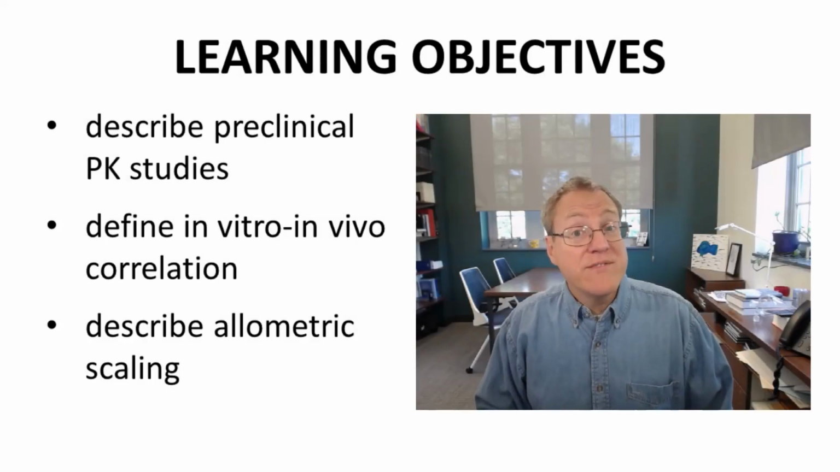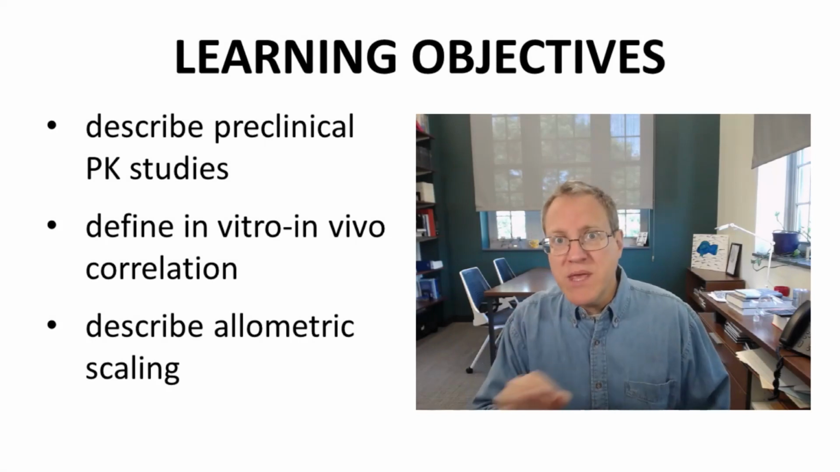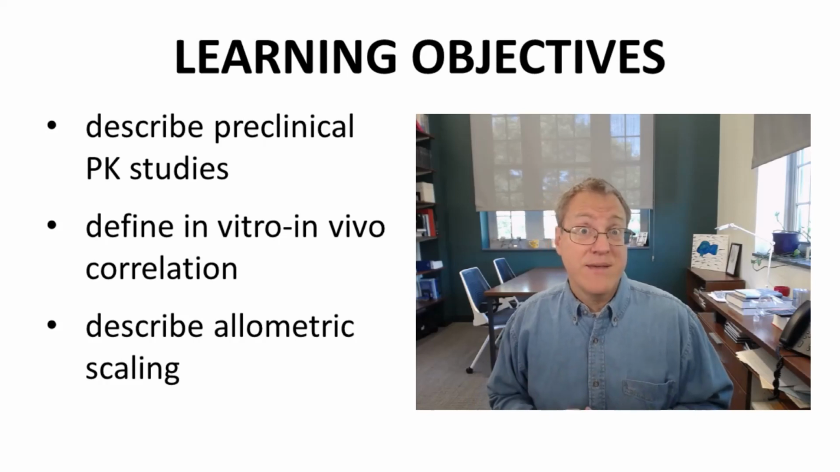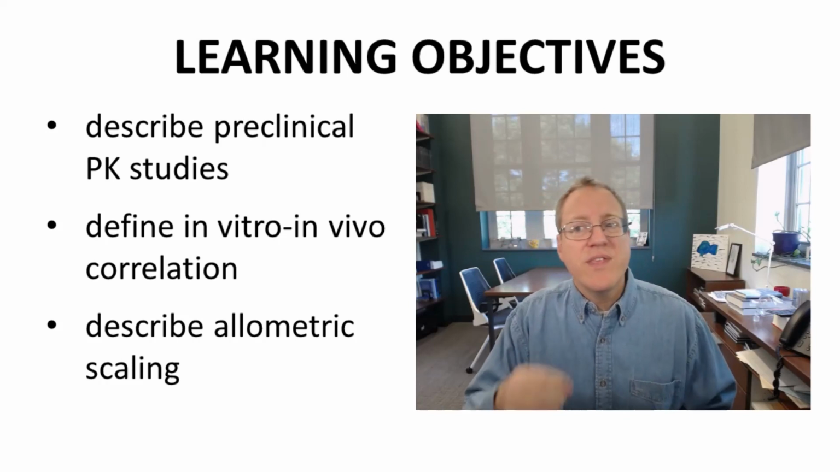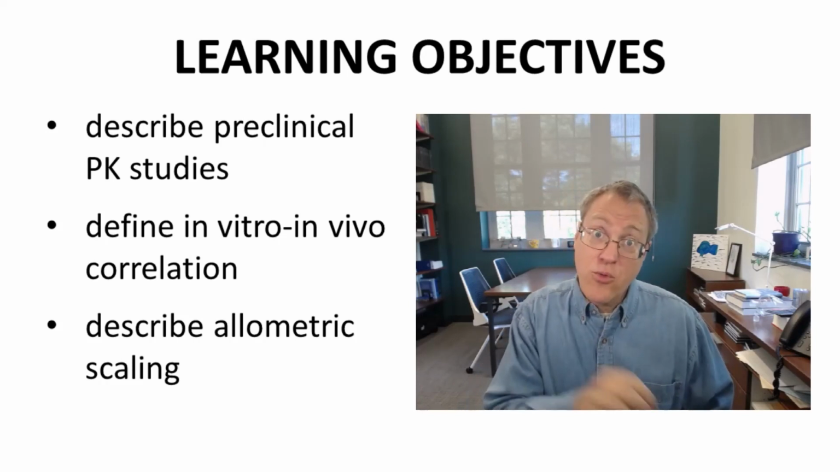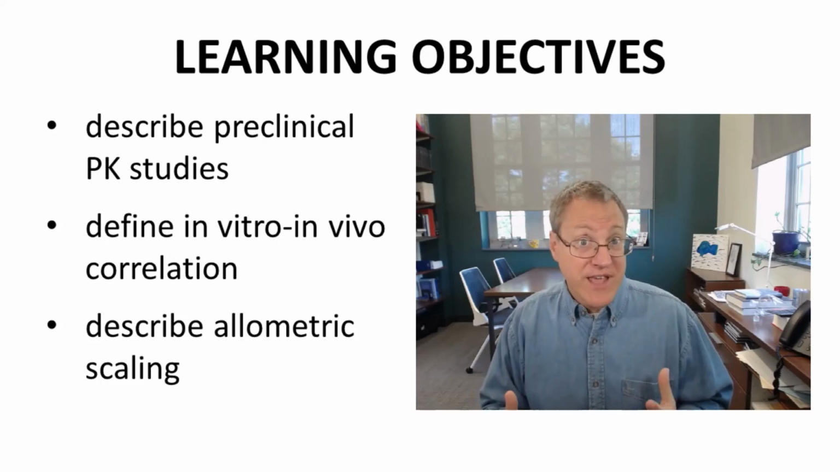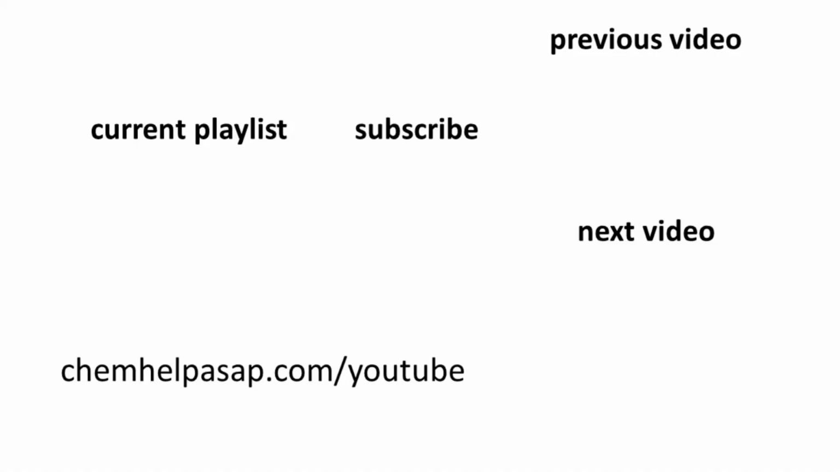We have described the basics of preclinical PK studies, which allow determination of the PK properties of a compound. We defined IVIVC, in vitro, in vivo correlation, which confirms the quality of in vitro preclinical studies. Finally, we described how allometric scaling assists human PK predictions. I hope you have a better understanding of the value of PK studies in animals for the prediction of human PK.